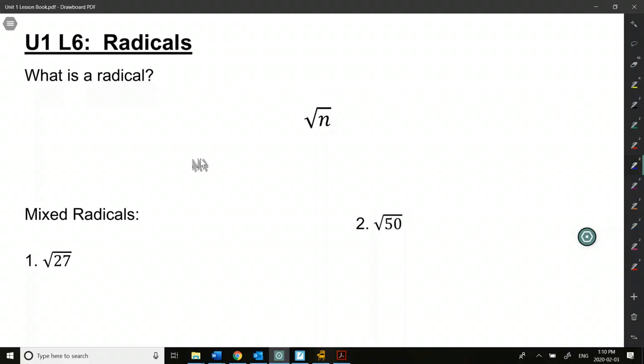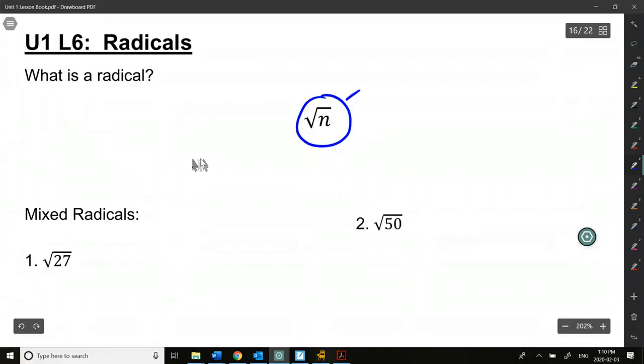Essentially, it's going to be anything underneath a root. So this whole thing is called a radical. And then the value underneath a root, so in this case n, is called the radicand.